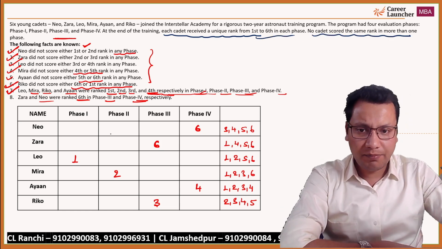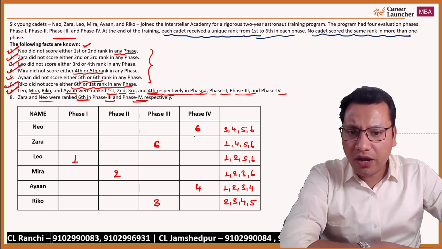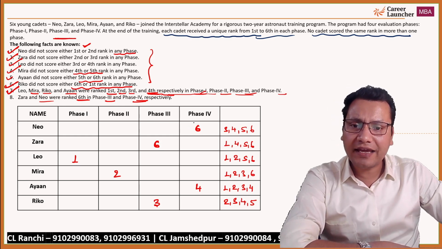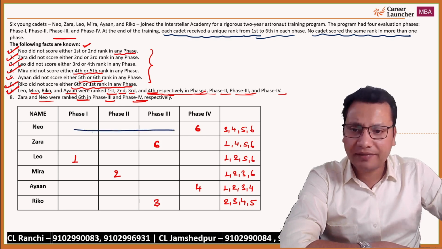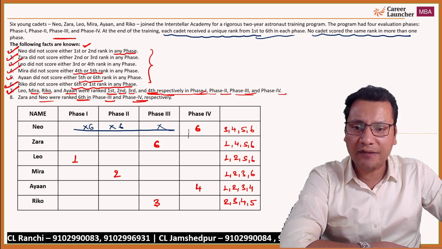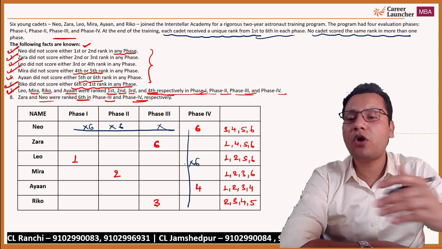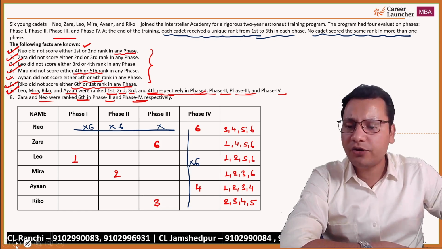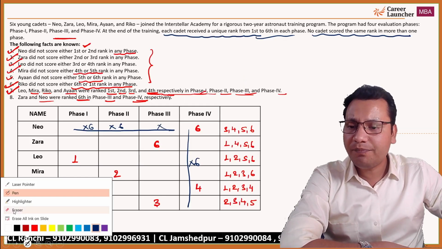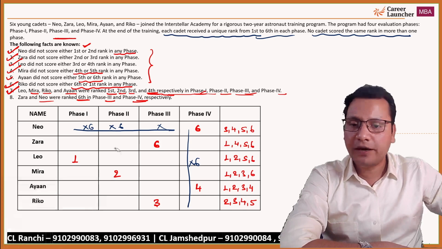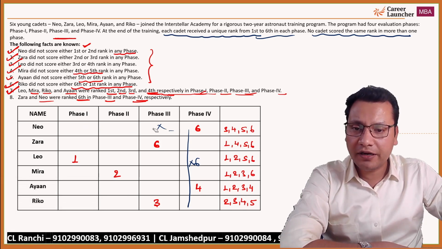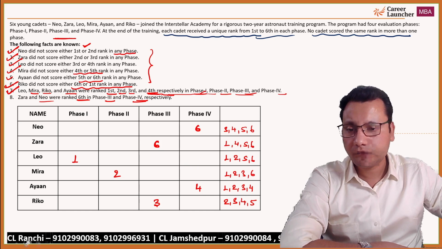Let me explain once more. Since Neo has scored 6th rank in phase 4, none of these can have 6. This cannot be 6, this cannot be 6, and similarly none of these can have 6. Okay? So the same number cannot repeat in the same row and same column. And on that basis, let's try to fill the remaining cells.